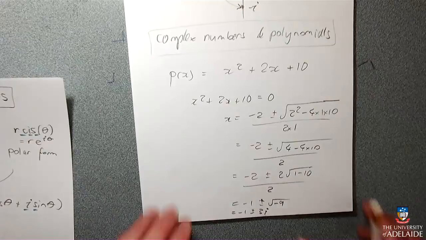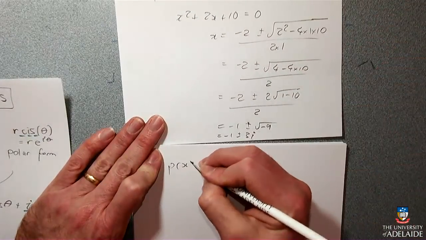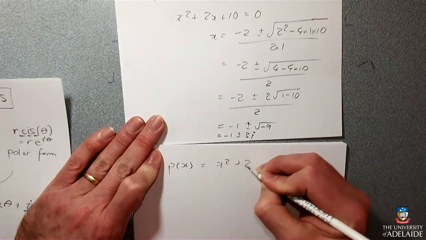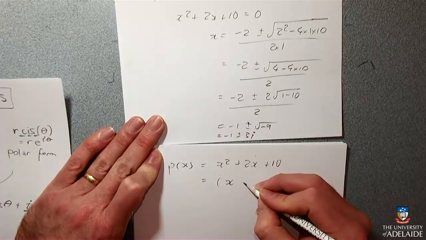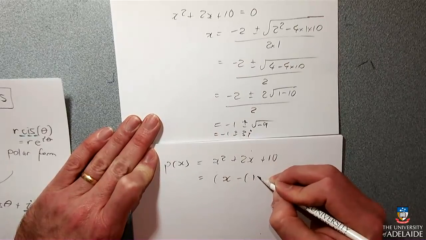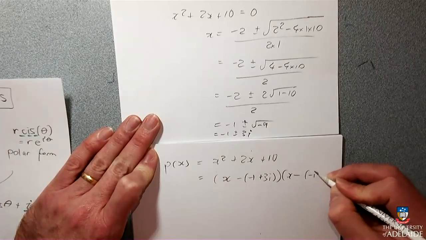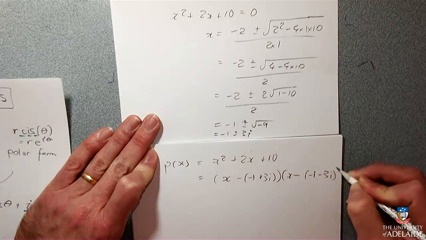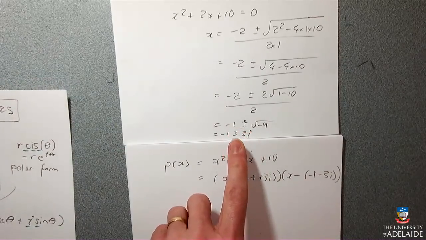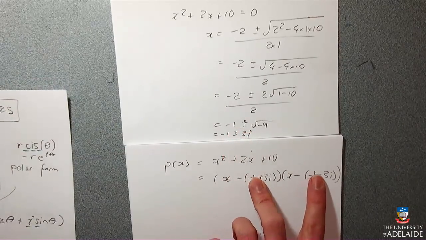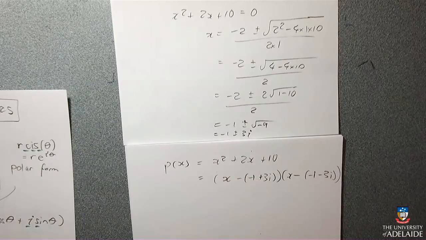And so I can factorise this now by going that p of x, which was this, is now this. So it's x minus negative 1 plus 3i and x minus negative 1 minus 3i. So those are my solutions, negative 1 plus 3i and negative 1 minus 3i, and they both end up in this position here. And you always go x minus the solution.